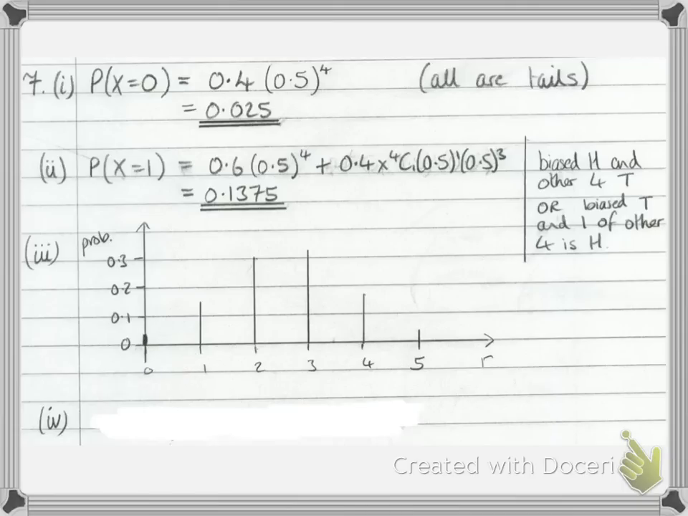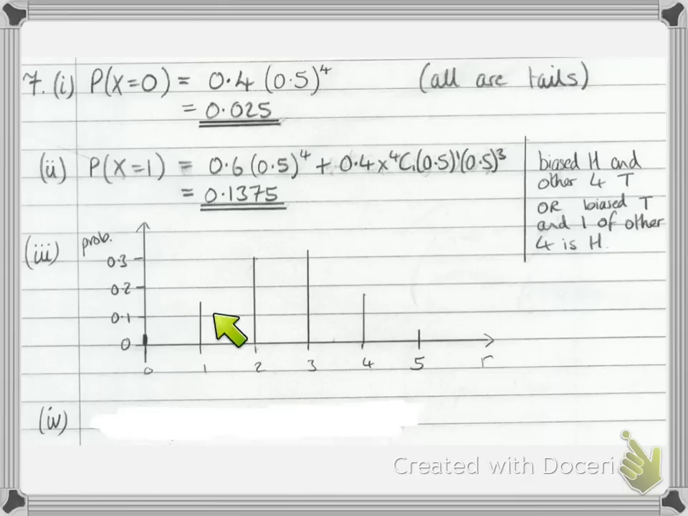What the examiners were looking for in the mark scheme in terms of the heights of these bars was that the last bar was taller than the first one, the bar for x equals 4 was taller than the bar for x equals 1, and the bar for x equals 3 was taller than the bar for x equals 2. Then we're asked to comment on the shape of distribution.